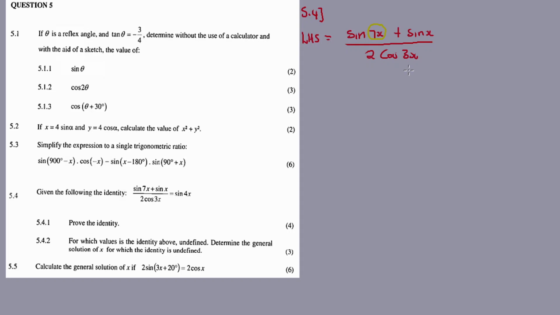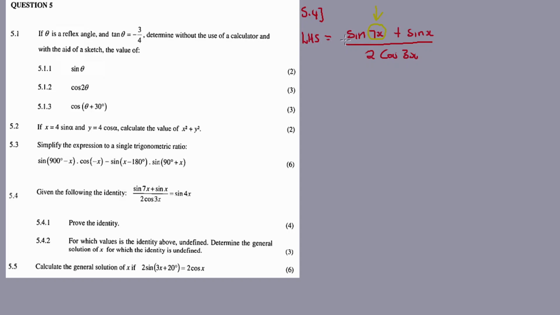If it was sine, let's say maybe sine 4x. Since 4x, 4 is an even number, then we could write this 4 as a double angle. If the number was an even number, we could write it as a double angle. But since it's an odd number, we will break up this whole ratio and write it as a compound angle.